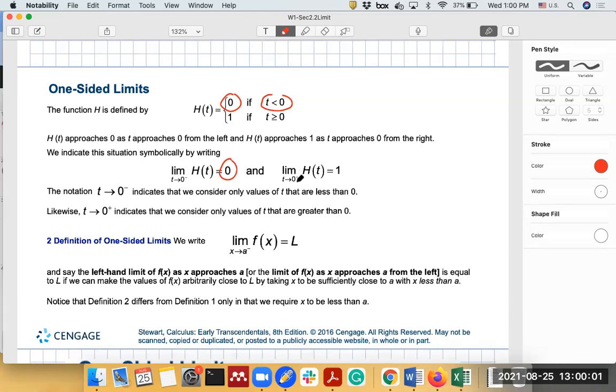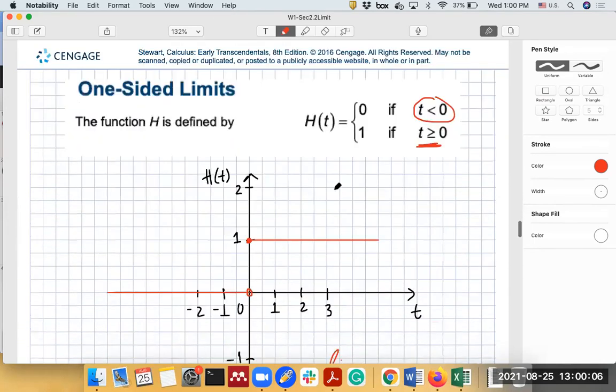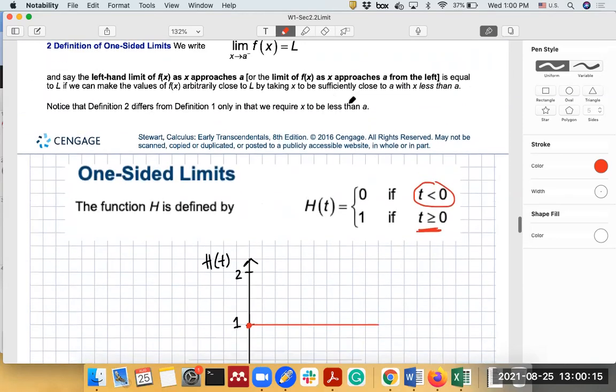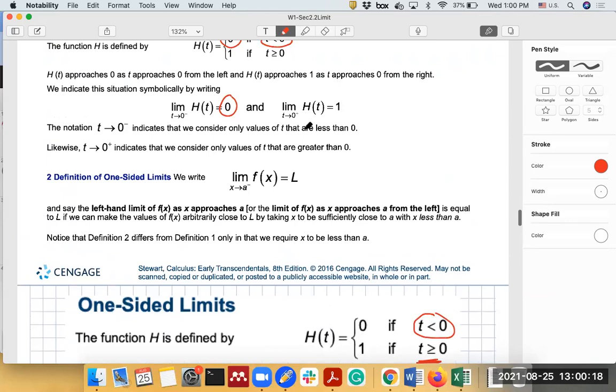Similarly, when t approaches 0 from the right side, it means t goes from the right here, then h of t will take values from this function range, right? And the value of that is 1. Therefore, the limit of this function when t goes to 0 from the right side will be 1. That is simply this, okay? Is it clear? Okay, that is a one-sided limit.